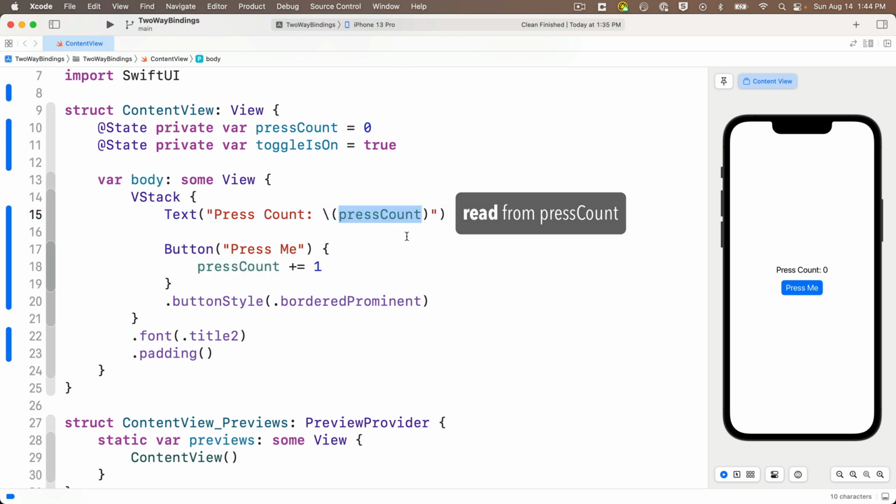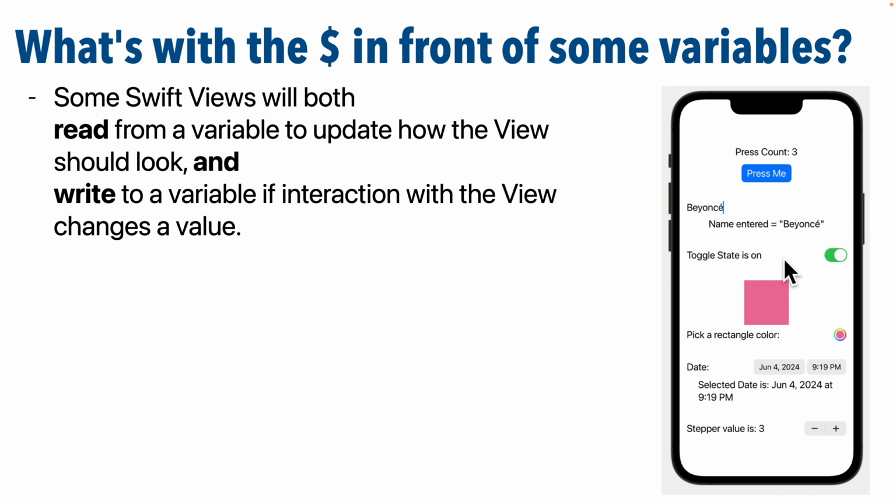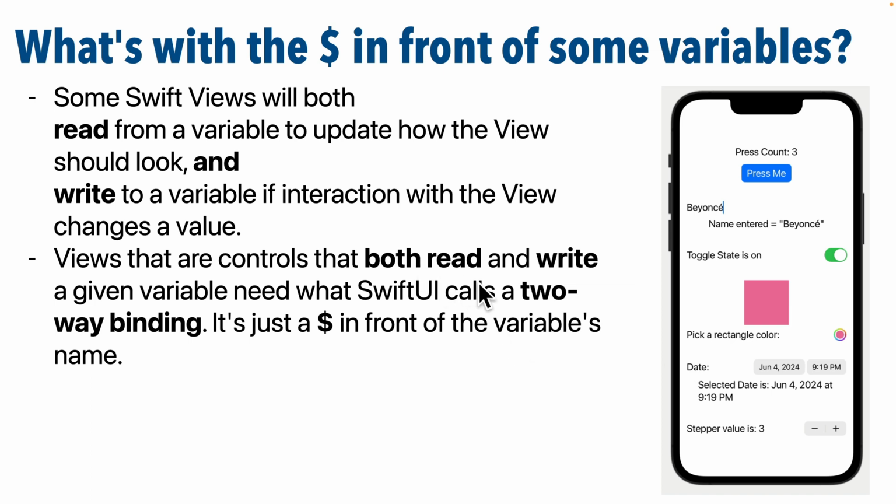Now some SwiftUI views, which we haven't seen yet, will both read from a variable to update how the view should look, and write to a variable if the interaction with the view changes the value. They read and write in the same line. So these views are typically controls that both read and write a given variable, and they need to use what SwiftUI calls a two-way binding to perform that read and write. All you need to do for the two-way binding is to put a $ in front of the variable name.